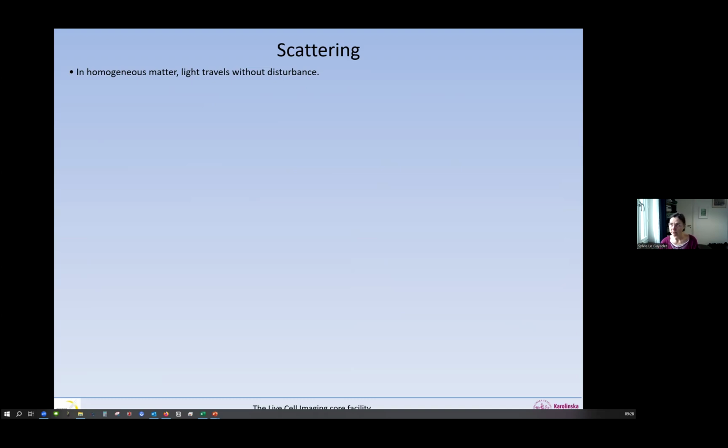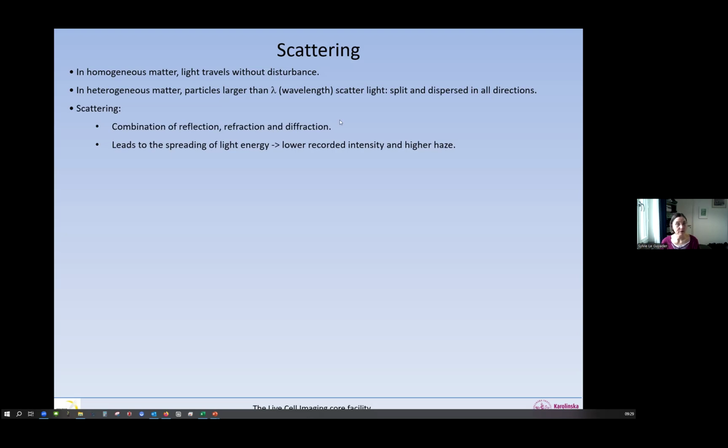Oh, my sample is scattering. So in homogeneous matter, light travels without being disturbed. It will just go straight and it will not slow down. So it keeps on going. But in heterogeneous matter, like for example our samples, there are lots of particles inside the sample. You have some proteins and then you have DNAs and lipids and everything. And all the particles that are larger than the wavelength of light, lambda, scatter the light. So it splits it and disperses it in all directions. You can imagine this is not very good for imaging.